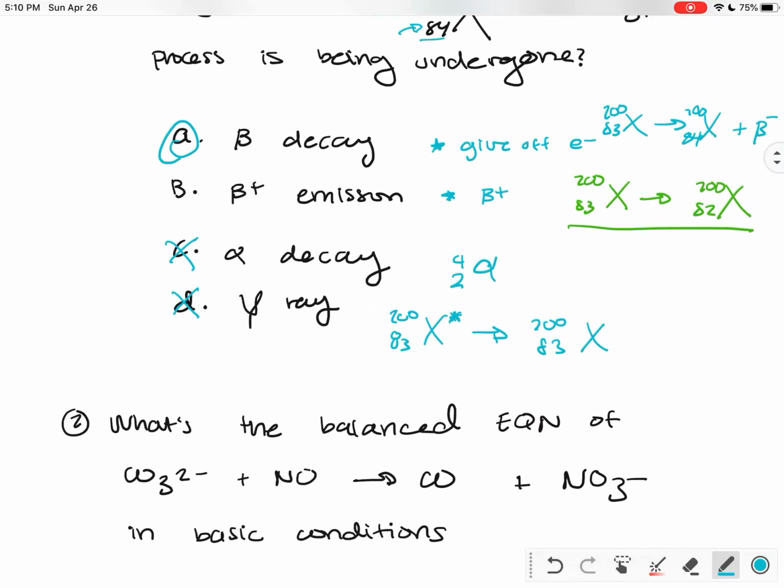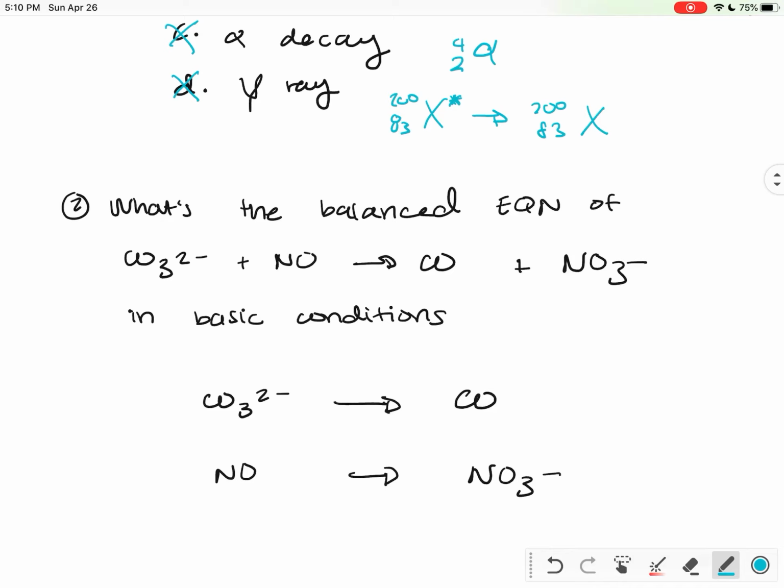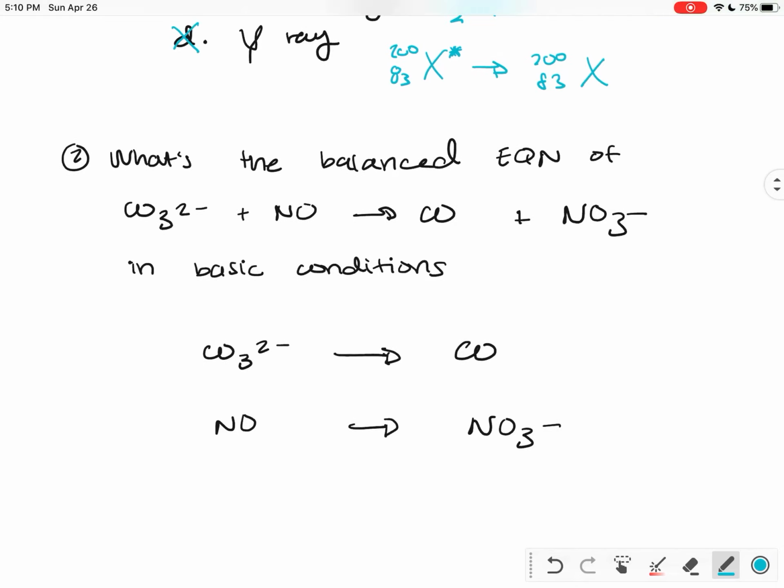So now let's go off to the next question. It says, what is the balanced equation of CO3 2- plus NO going to form CO plus NO3- in basic conditions? So this is a redox problem. The first thing that I want to do is split it into its 2 half reactions. This is pretty easy because we can just split it into all the things that look the same, right? So we have the carbons and the nitrogens, and we split those into our half reactions.